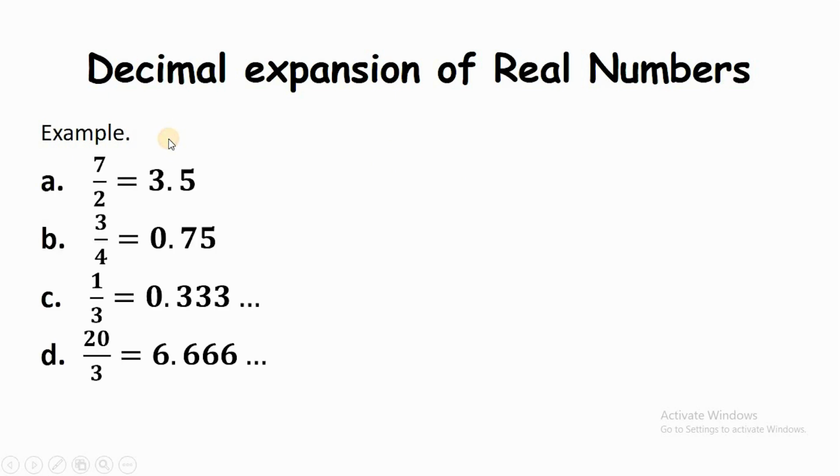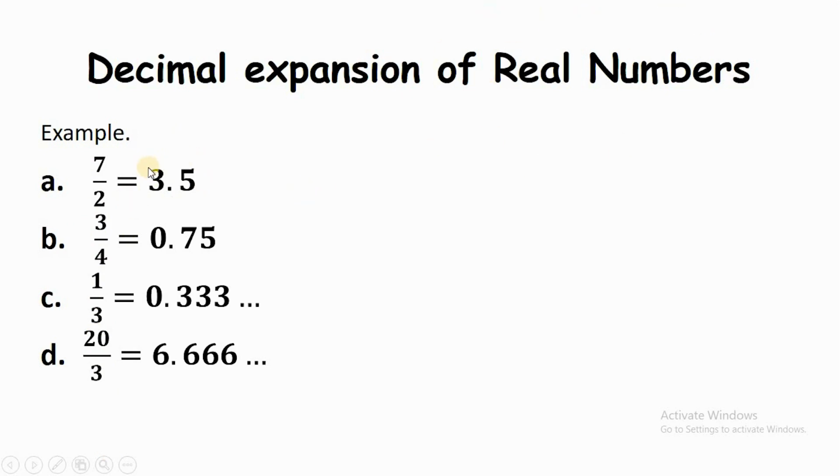Now we have already learned that real numbers are classified as rational numbers or irrational numbers. So first we'll take a few examples and see whether these are rational or irrational. In the first example A, we have 7 by 2 is equal to 3.5, and 7 is an integer, 2 is an integer, so 7 by 2 is a rational. Again 3 by 4 is also a rational, 1 by 3 is also a rational, and 20 by 3 is also a rational, and all the rational numbers are real numbers.